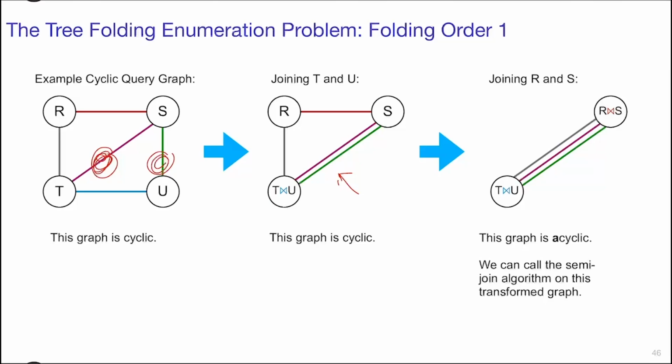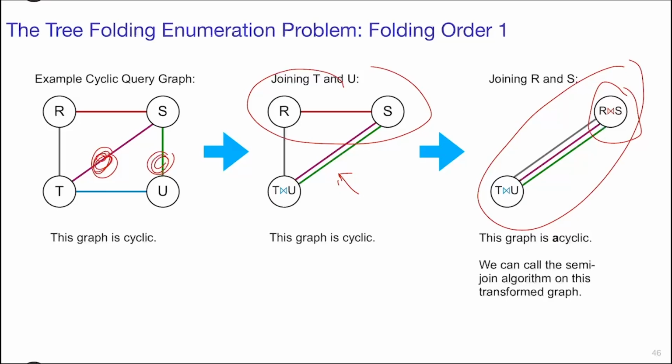Okay, it's still cyclic. Then I perform another join. Now I'm joining R with S to form this new node, R joined S, and hey, that's an acyclic graph. And this you can feed into the Yannakakis algorithm again. That's basically the algorithm.